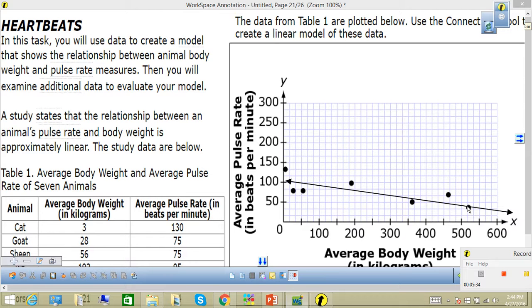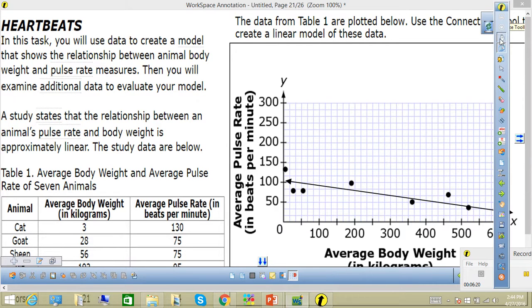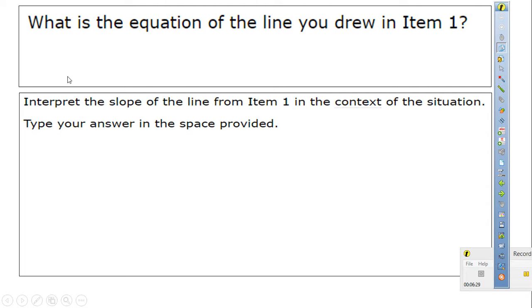Now, why do we need it to be best fit? Because look at the next question. Look up to the screen. Check this out. Look at the next question that they're going to ask. What is the equation of the line you drew in item 1? Copy that question, please, on your paper.